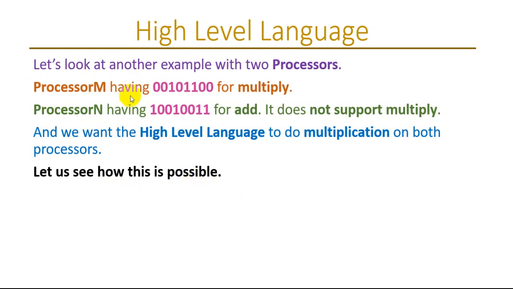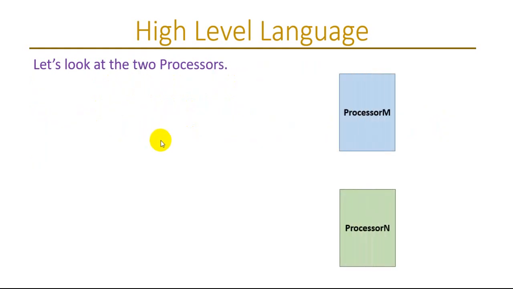We have two different processors. One supports multiply, one does not support multiply, but it supports add. Okay, but we want to use a high level language and do a multiplication, and we want to use it on both processors. Let's see how that is possible. So let's take the two processors. Processor M, which has the multiply facility, processor N, which does not have the multiply facility, and we have the high level language test. Okay, now we are going to say display 4 into 3, that is multiply.